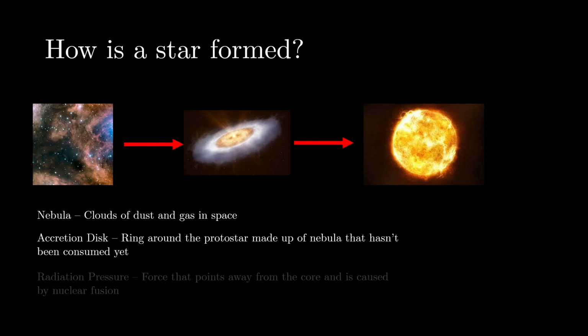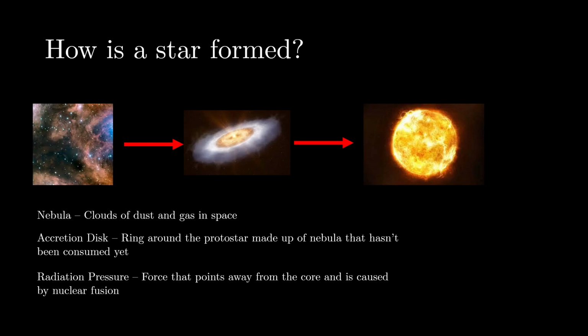And this force is called the radiation pressure. And this radiation pressure is caused by nuclear fusion that happens within the core of a star. So basically, nuclear fusion is when two hydrogen atoms fuse together through conditions of very high temperature and a very high pressure. The high pressure is caused by the strong gravitational field.